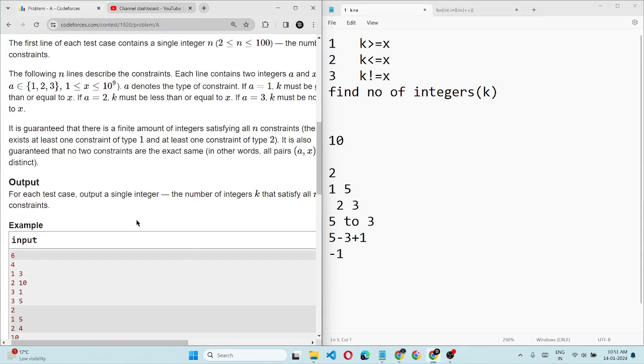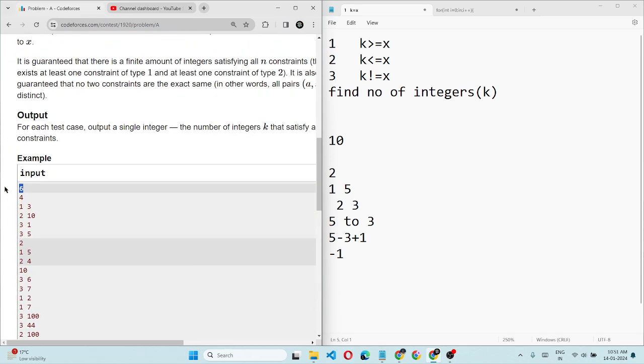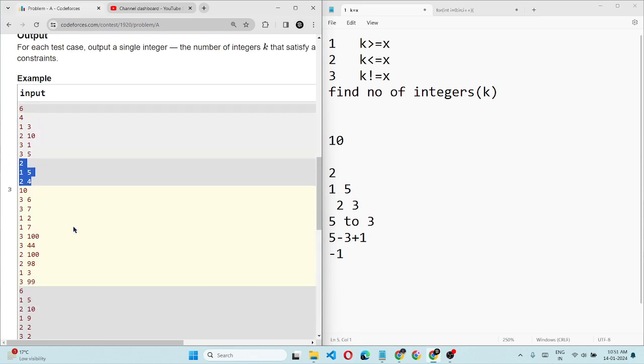So let's talk about the next. The next is the number of test cases, then the number of constraints, and then these are the constraints. So first let's talk about this one question.